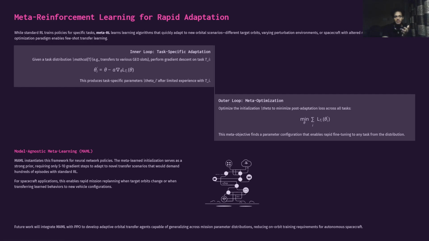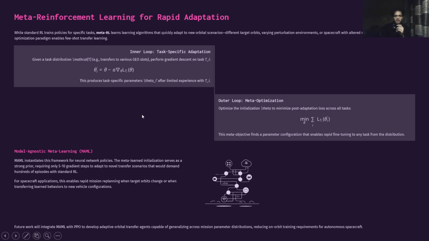Meta reinforcement learning for rapid adaptation. So we use the PPO model, but we also use Meta RL. Meta RL could be described in this way: standard RL learns to do a specific job, while Meta RL learns how to learn. So it is basically used for generalization and adaptation. Using this, the model adapts really quickly to changes, which is very helpful for generalization, and that is very important in the case of orbital mechanics.